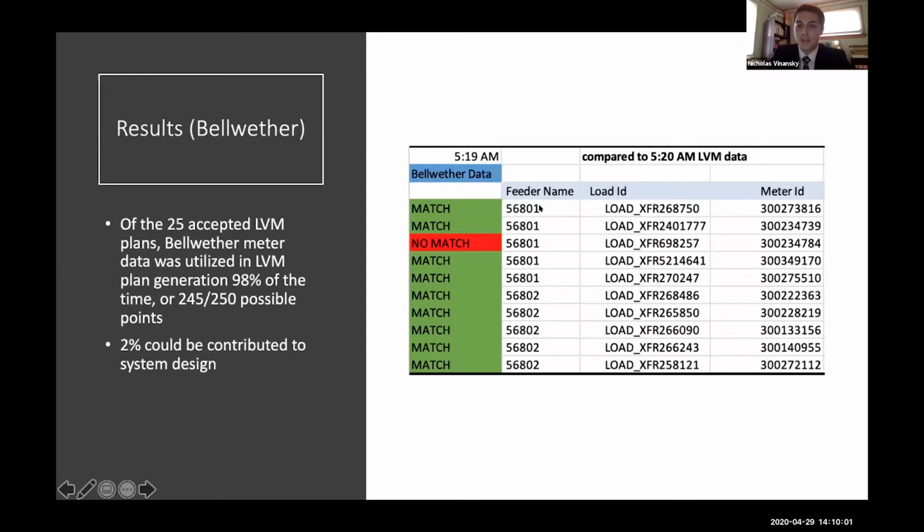These are the 5 highest voltages that were recorded on the line for feeder 1, and these are the 5 lowest voltages, which were from feeder 2. From here, I compared the load IDs and meter IDs here with the LVM plan generation and saw that it matched 98% of the time as shown. This 2% that was not matched could be attributed to the system design. So it was originally thought that bellwether data was not really considered in the LVM plan generation process. So it will not necessarily be used all the time in LVM plan generation.